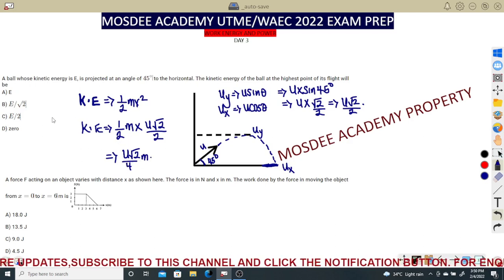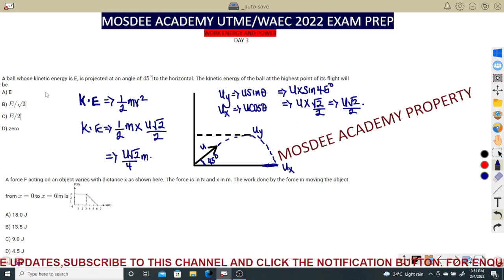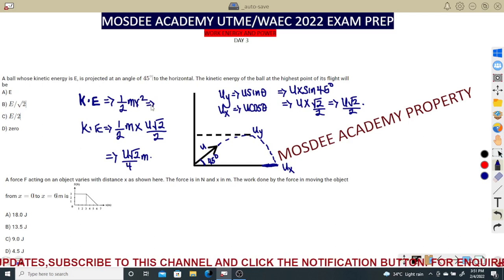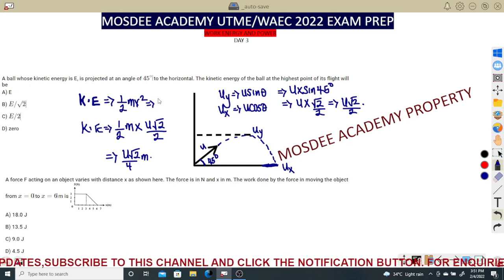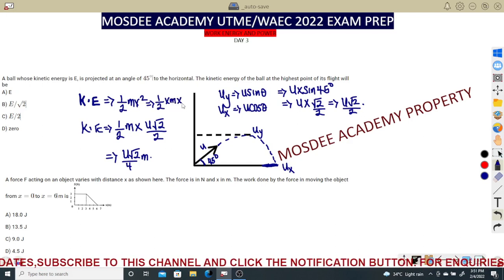But if you have checked the options, you are going to see that the answer is in terms of the E. So the initial kinetic energy, E, was half mv squared, which you can check. This is like saying half times m, using the v to be u.